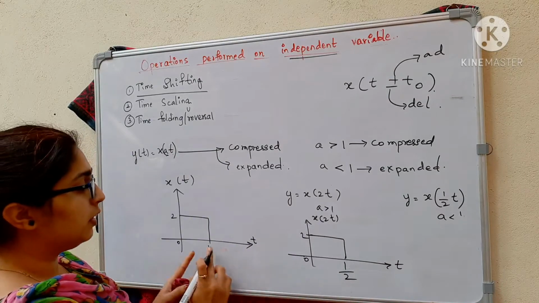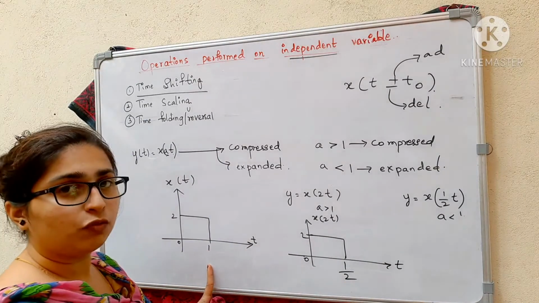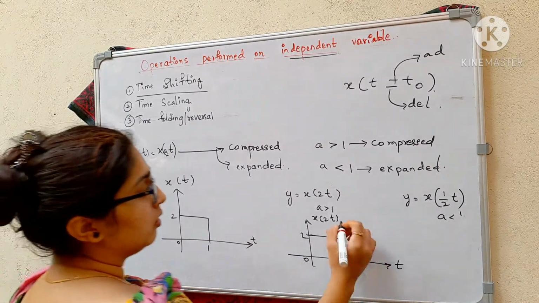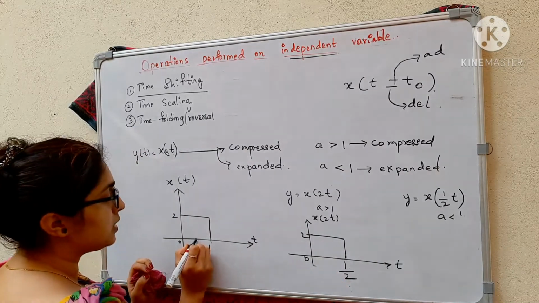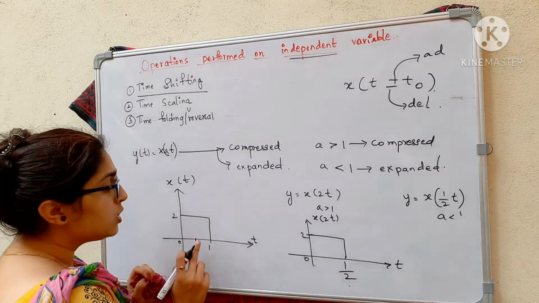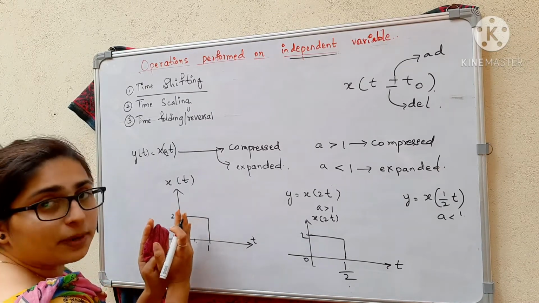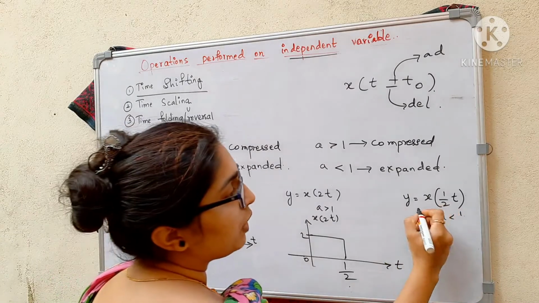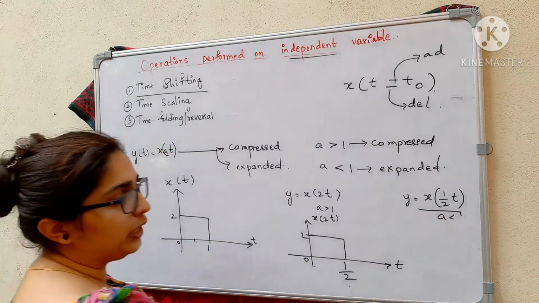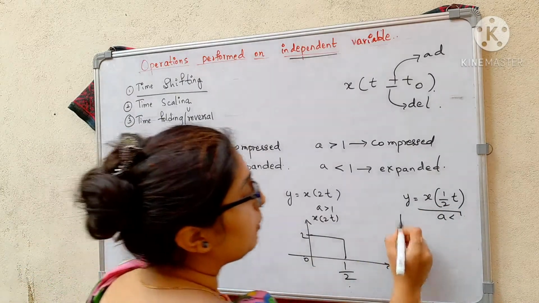So what happened? Instead of 1, you have 1 by 2. It is 1, but here it is 1 by 2, means somewhere here you are going to get it. So you are going to get the compressed version, right? It is the compressed version.